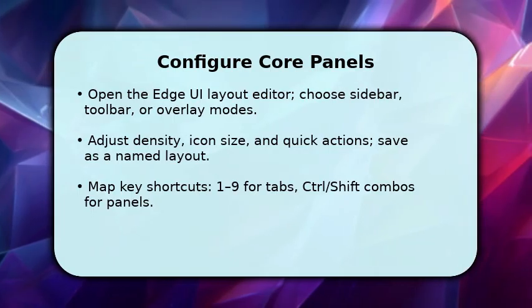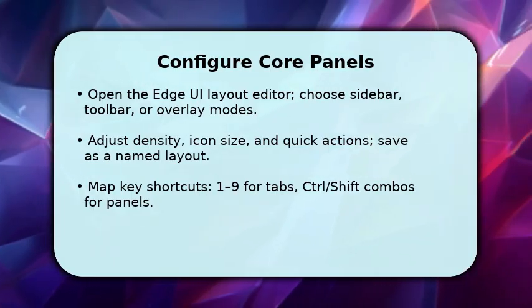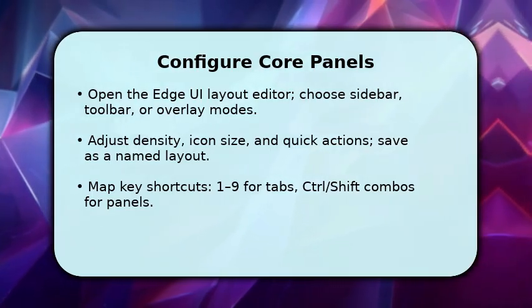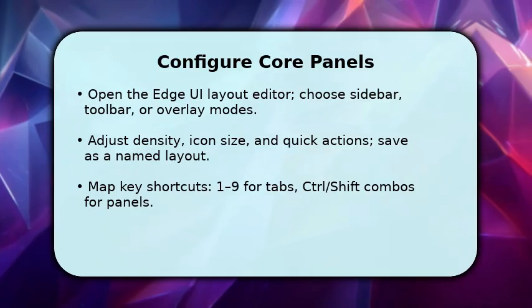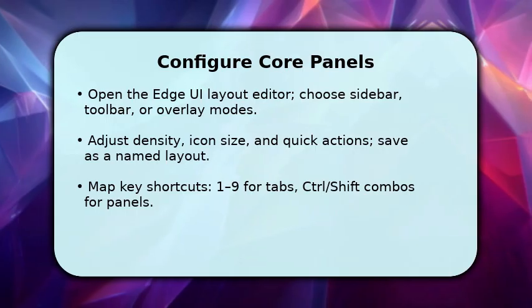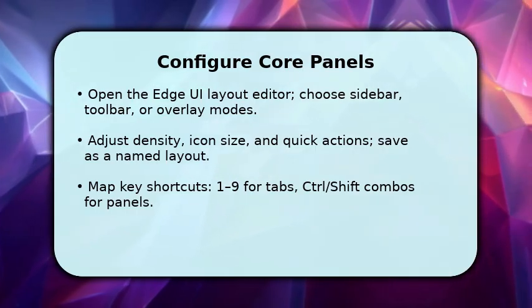First, open the Layout Editor and pick a mode: Sidebar for persistent tools, Toolbar for compact access, or Overlay for temporary widgets. Then adjust density and icon sizes so the UI matches your screen and workflow. Save that as a named layout for consistency.